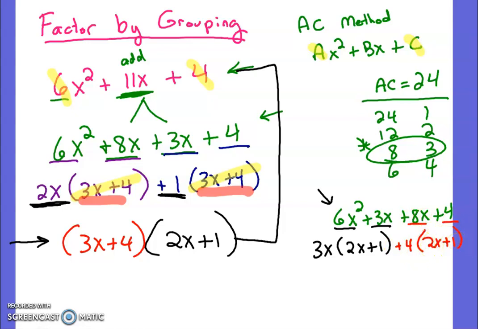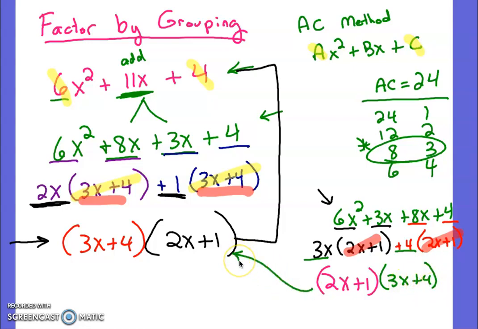And notice these will always match, always match. So what's common is a 2x plus 1, and notice what remains is a 3x plus 4. Notice that's the exact same answers I got. So when you find these numbers right here, it does not make a difference which order you put them in. That's what I wanted to show you. The two middle terms, it did not make a difference what order I put them in.